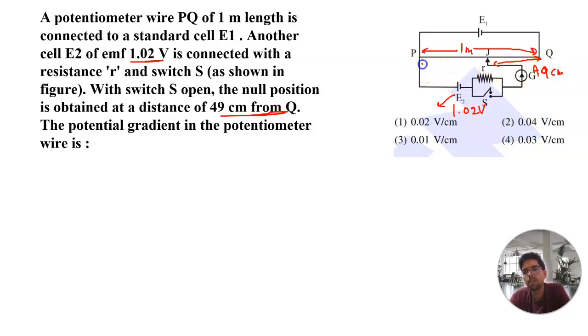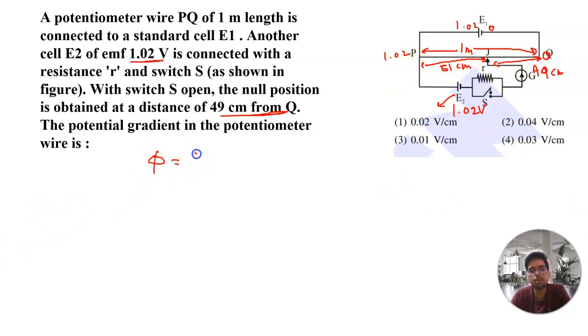Now we are merely dealing with this distance. How much? 100 minus 49 means 51 centimeter. Clear? The potential gradient in the potentiometer is how much? Now tell me, if this is E1, how much? 1.02 volt. This is 0 volt. Let us say this is 1.02, so this is also 1.02. This is 0 volt. Clear?